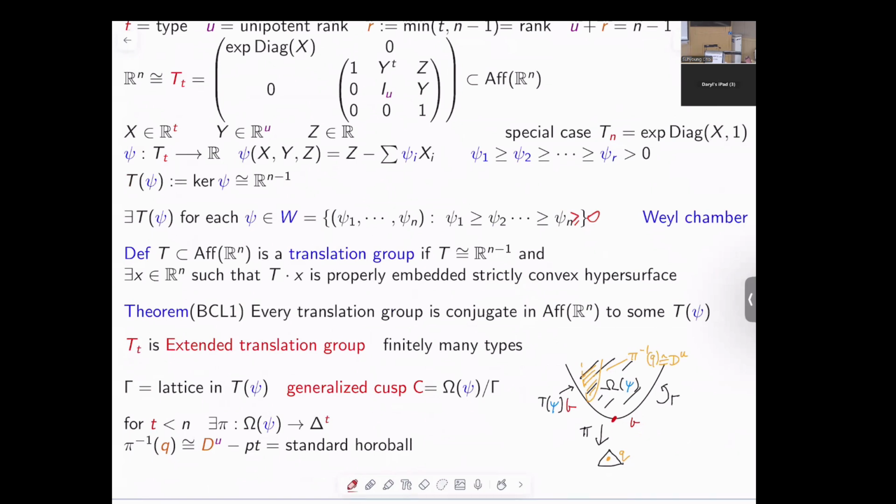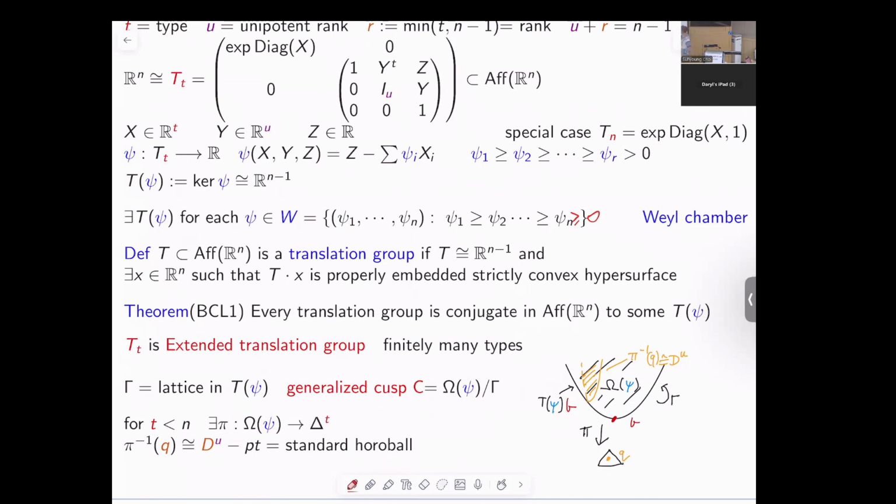This doesn't preserve a proper convex domain, no. These subgroups do. That doesn't. The orbit of a point under this group is a convex hypersurface in affine space. The orbit of a point under this group is the product of a simplex and an affine space. It's not properly convex. It's an open set in affine space. It's this codimension 1 subgroup where the orbit is a convex hypersurface.